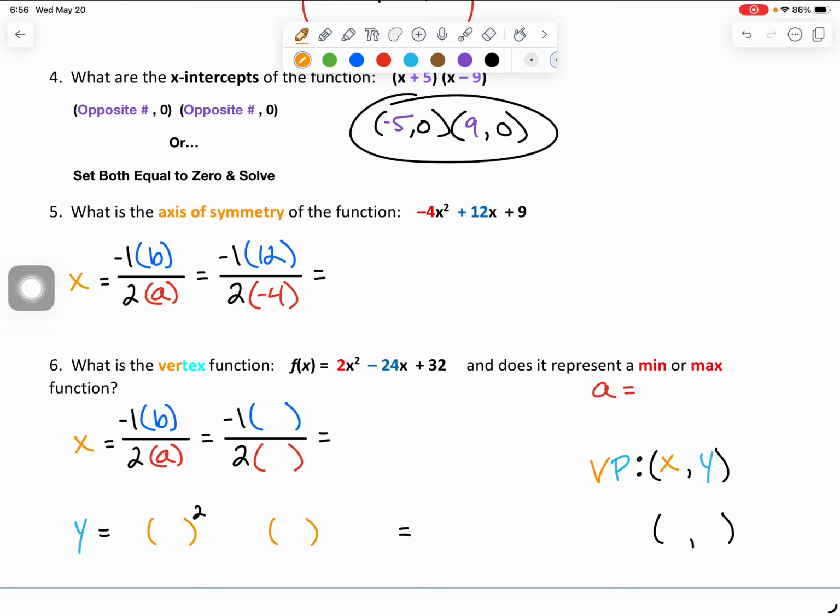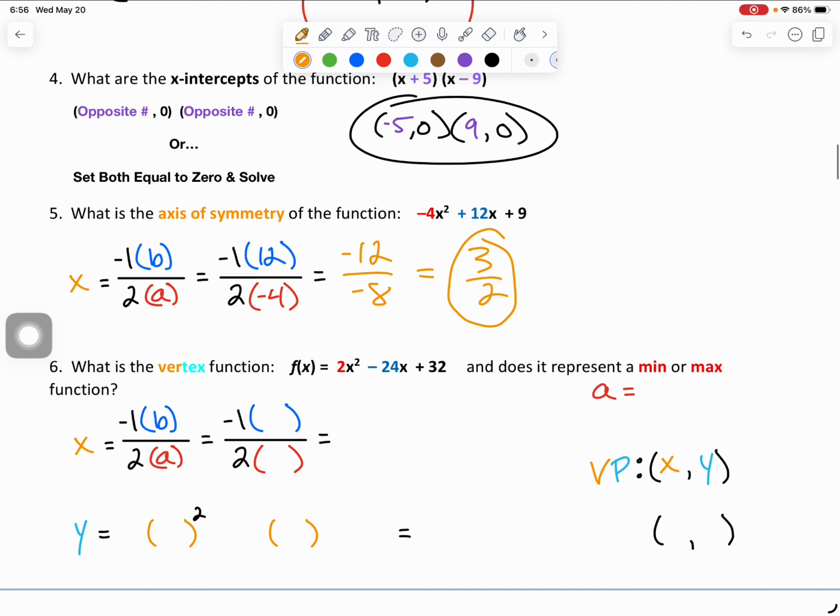From here I will convert to orange. Negative 1 times 12 is negative 12. We'll set that over 2 times negative 4, which is negative 8. From here, you will have to reduce the fraction. 4 goes into both of these, giving us 3 over 2.